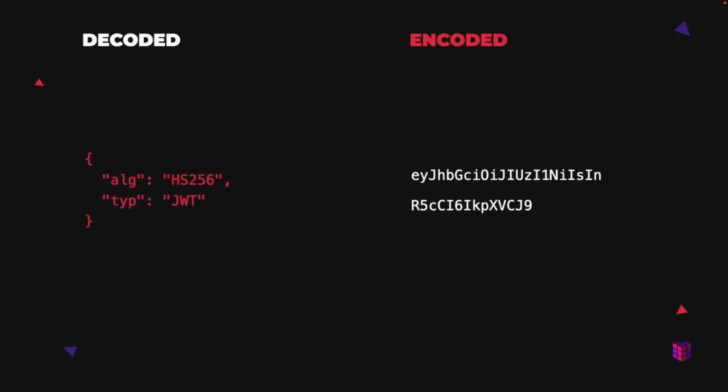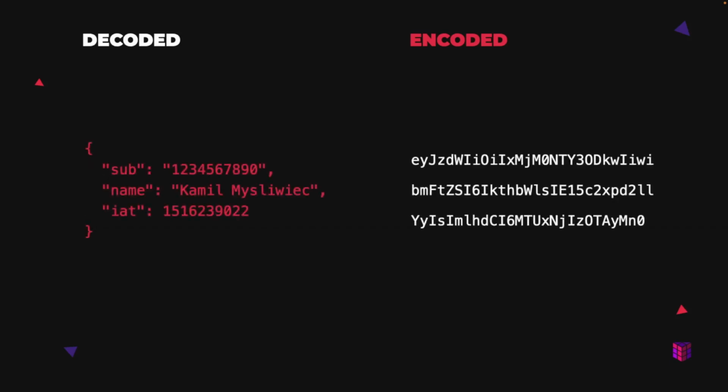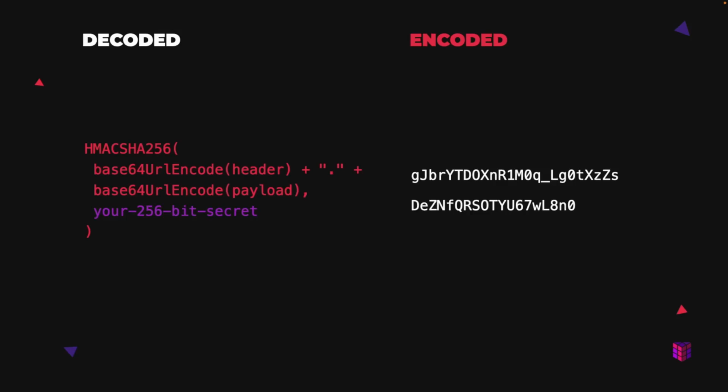The header typically consists of two parts: the type of the token, which is JWT, and the signing algorithm being used, such as HMAC, SHA-256, or RSA. The second part of the token is the payload, which contains the claims. Claims are statements about an entity, typically the user, and any additional data an application wanted to pass down with it. To create the third part, the signature, you have to take the encoded header, the encoded payload, a secret, and the algorithm specified in the header and digitally sign all of it.